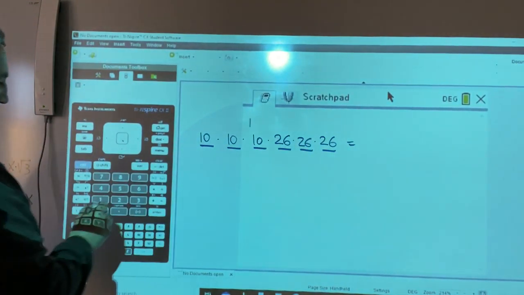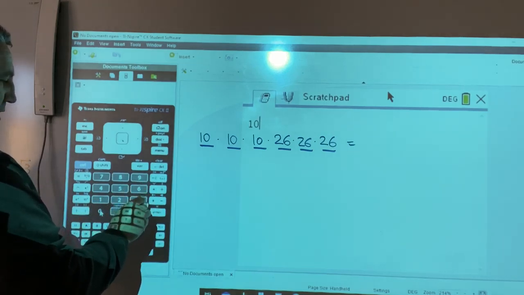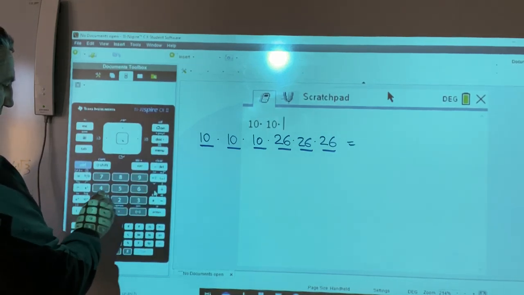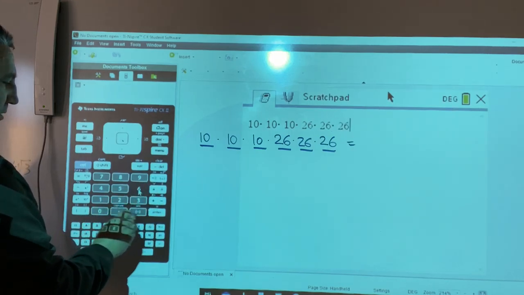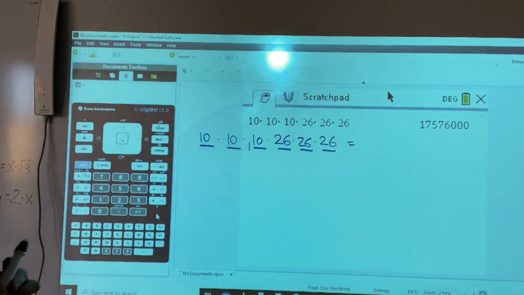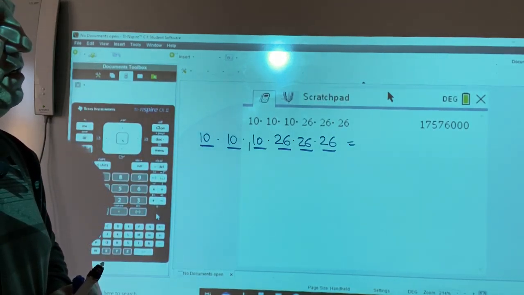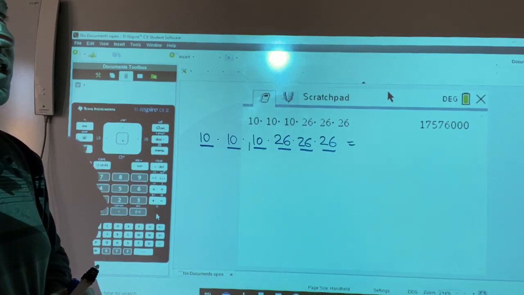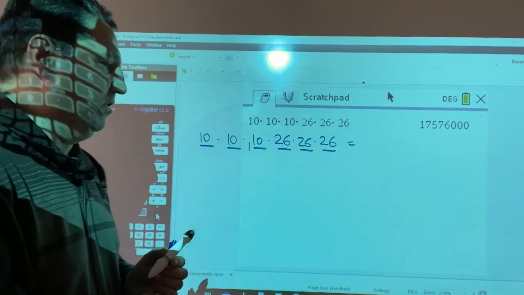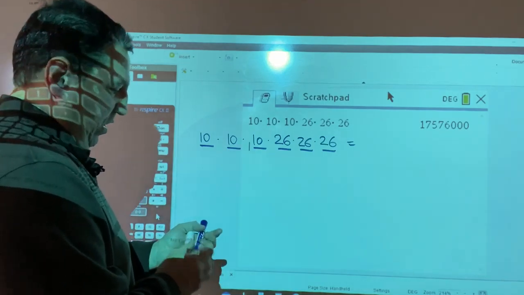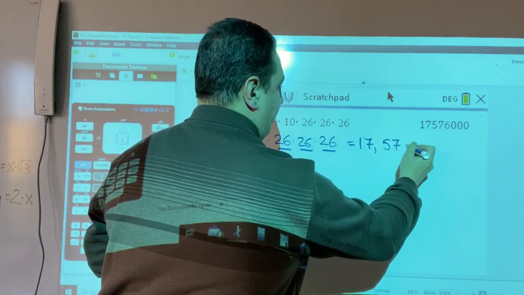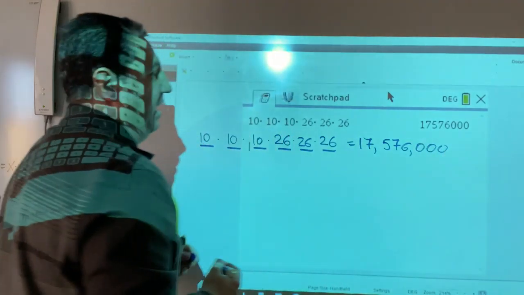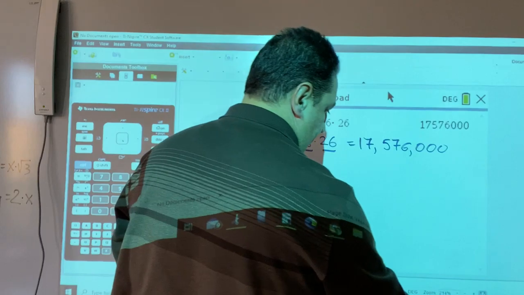Again, we multiply 10 times 10 times 10 times 26 times 26 times 26, and we hit enter. So we're going to have 17,576,000 possible license plates. Good.